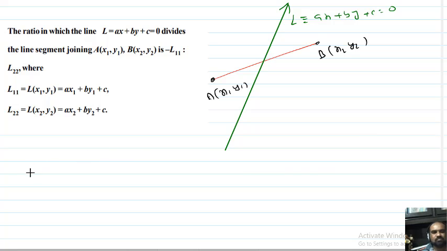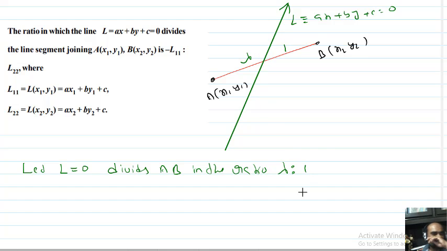Now I will write: let L equal to 0 divide AB in the ratio lambda is to 1. Now we want to find the lambda value. Assume that this point is P. You know how to find the coordinates of P. By using the internal division formula, you need to find the coordinates of P. I will write here. Students, listen. This is A(x1, y1).